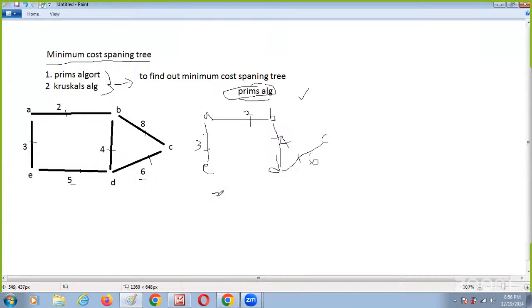3 plus 2 plus 4 plus 6. What is the minimum cost? 15. 15 is the minimum cost of the minimum cost spanning tree by using Prim's algorithm. By using Prim's algorithm.